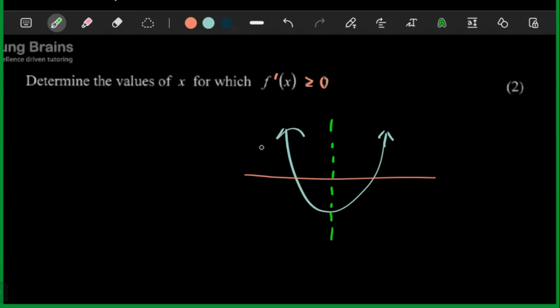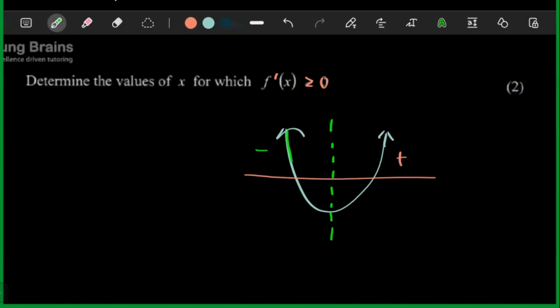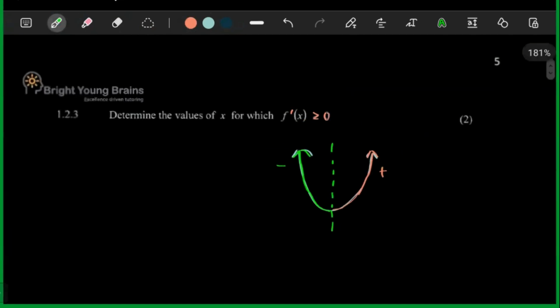On the left side here, the gradients are negative. The moment you pass the dotted line, the gradients will be positive. So what I'm basically trying to say is all these here are negative gradients all the way until there, and then all these here are positive gradients all the way until there. So all that being said, we have to think to ourselves, where are the gradients above zero? So it's this part, the other side of the turning point.